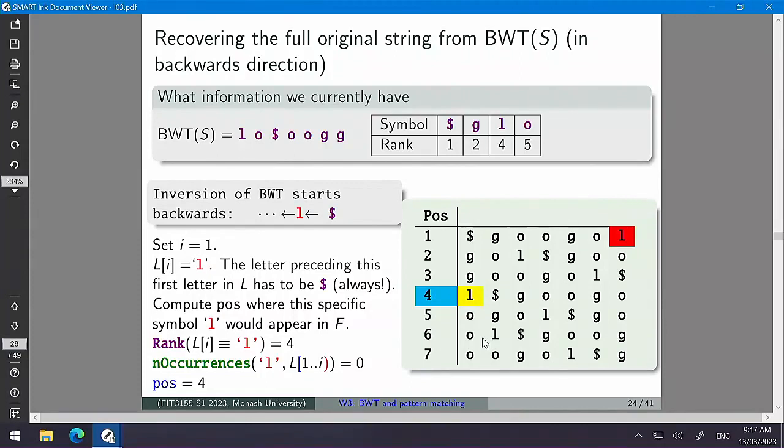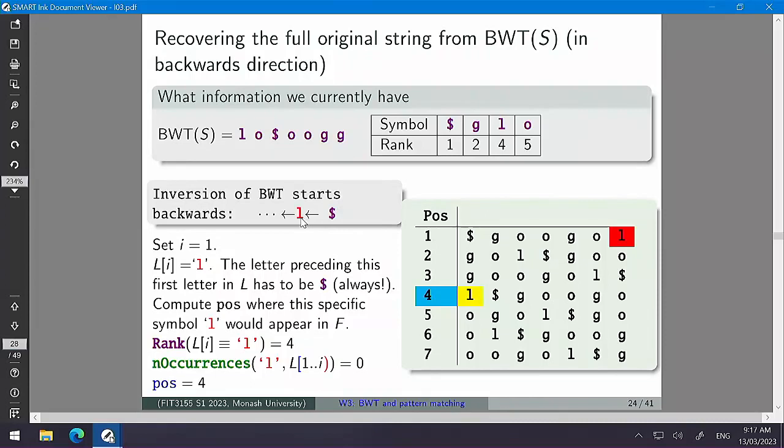Now, do you know what comes before L? Well, it's easy. Look at the last column. Look at the Burrows-Wheeler column at position 4. That is O. So L recovers O. The one letter before L is O, isn't it? Because the last column comes before the first column. Last comes before first. We know what the mapping is. The one before is O. Okay? So immediately I can recover an extra letter.